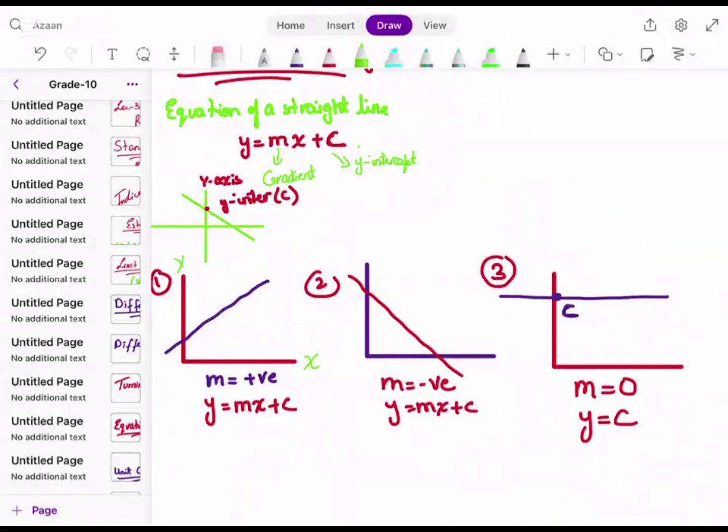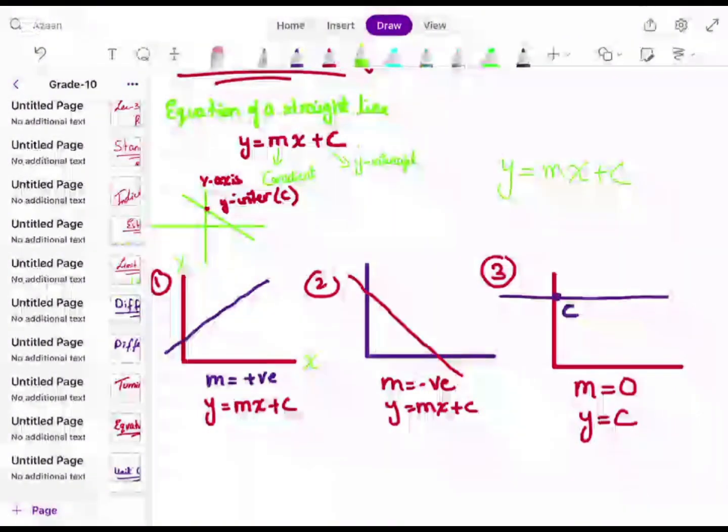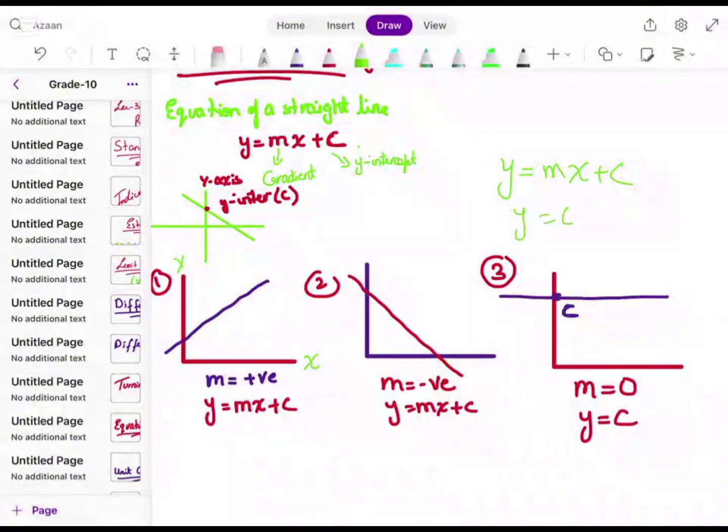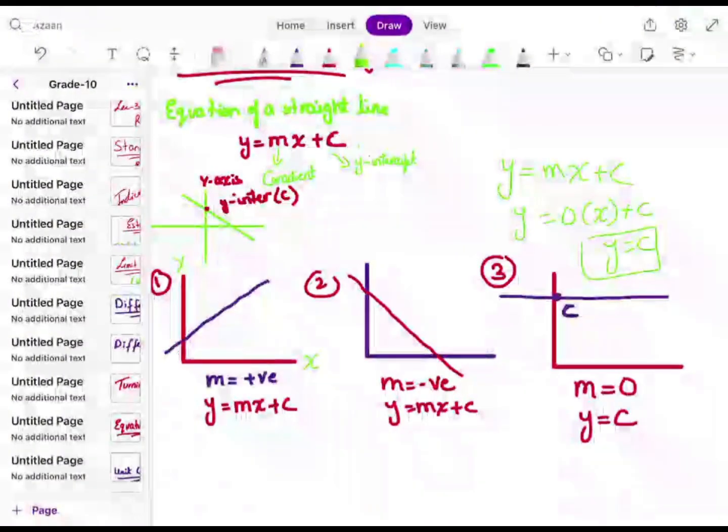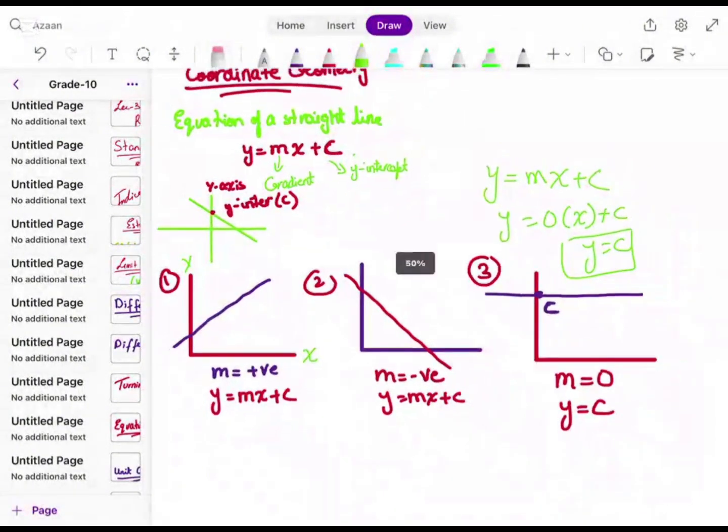We can also see it like this. The equation of a line is y equals mx plus c. As you see, the slope is 0, so we put 0 and it already becomes y equals c. Any confusion? No. Everything is clear in these three conditions? Yes. Okay, that's great.